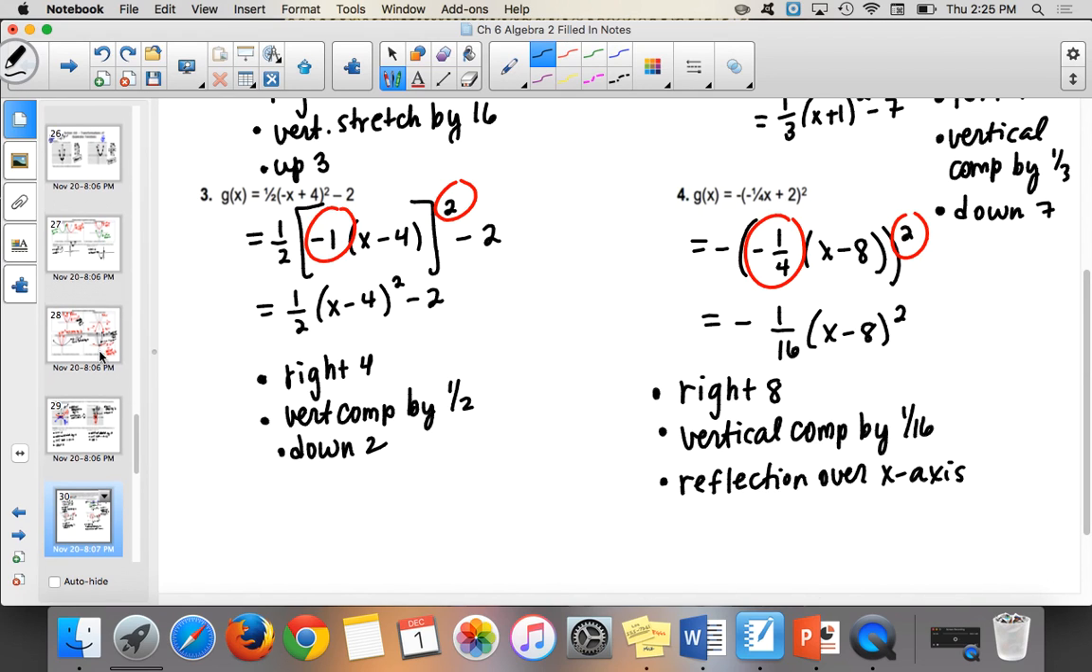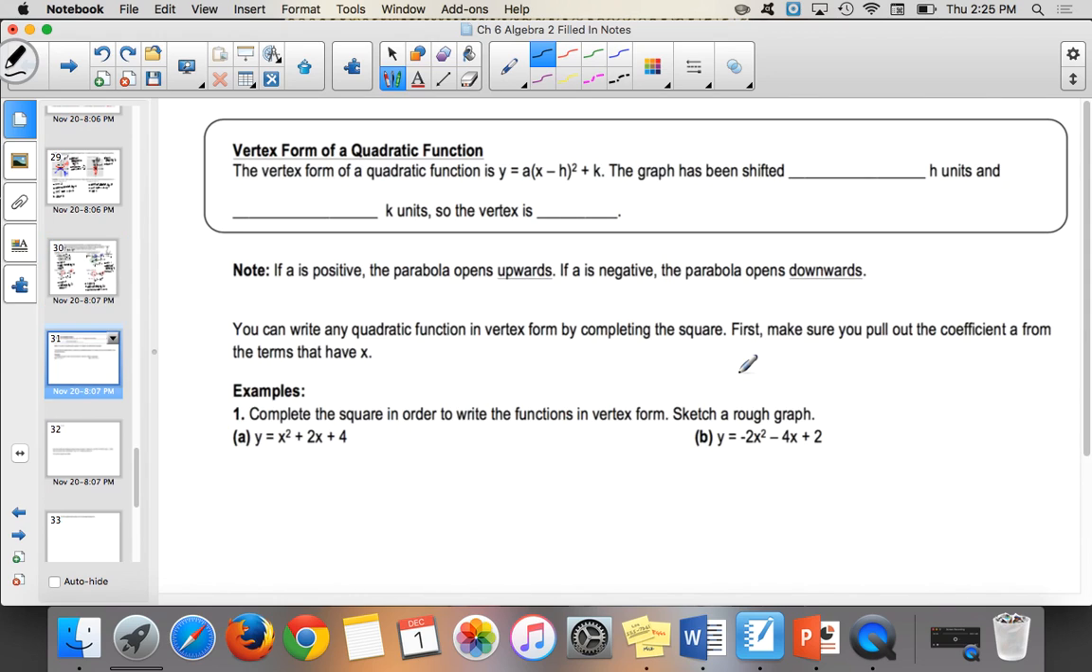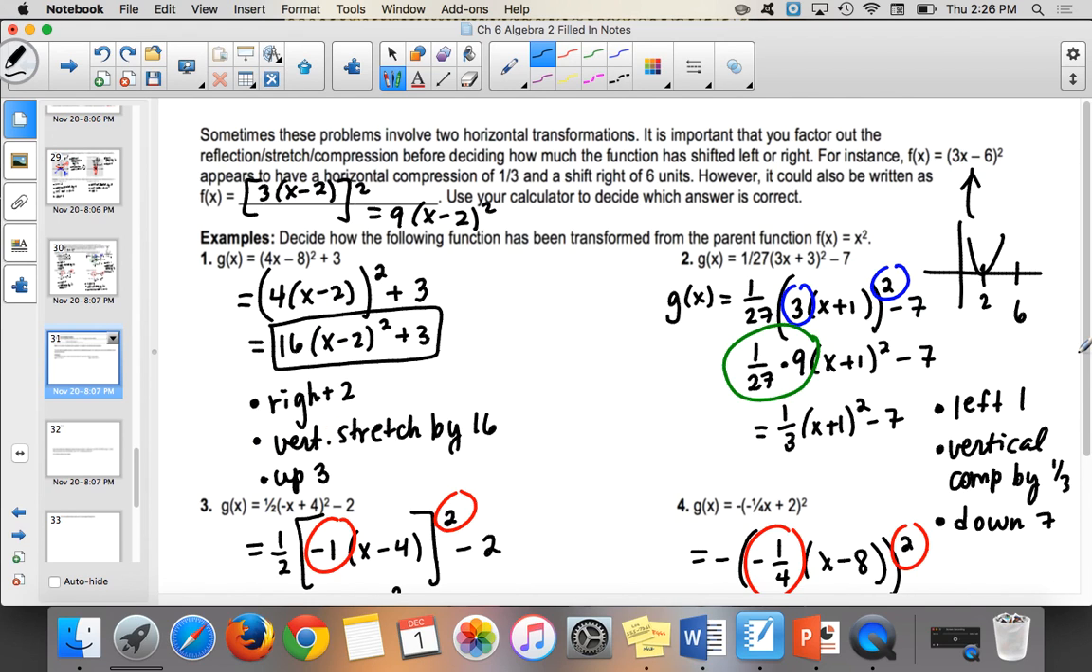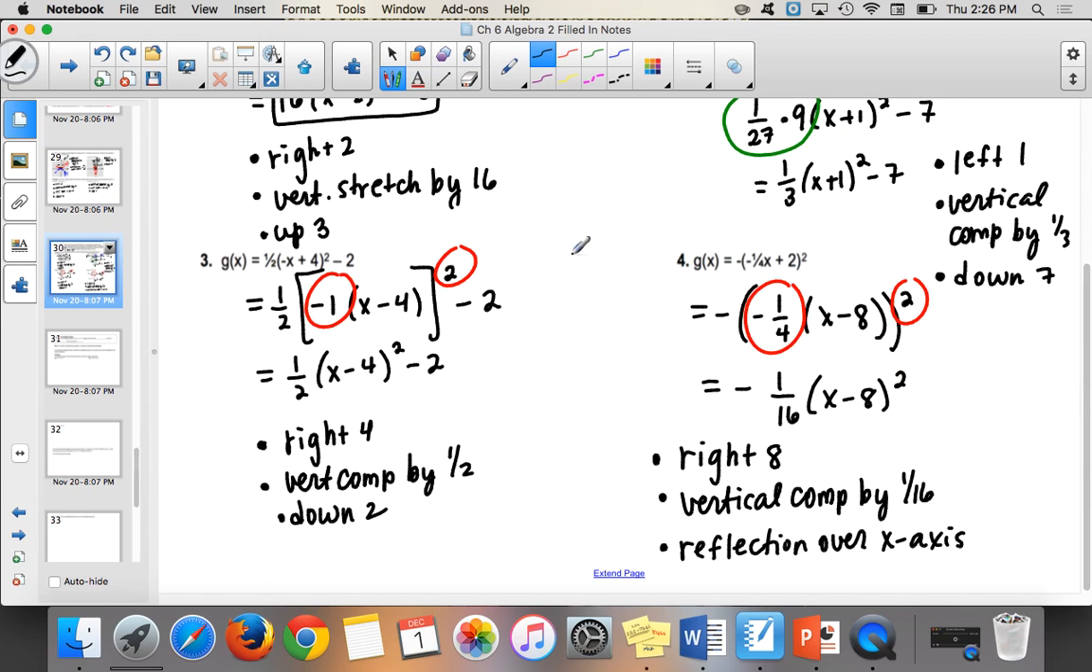All right, and the last little thing we have involves completing the square, your fave. So this is called vertex form of a quadratic function. So we were kind of getting those into what we call vertex form. We can tell where the vertex is for all of those last problems that I just did. Can you guys tell where the vertex is? So like this one right here, it's left 1, down 7, the vertex would be at -1, -7.